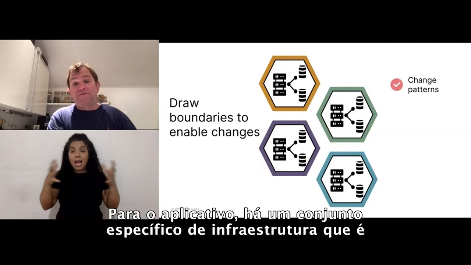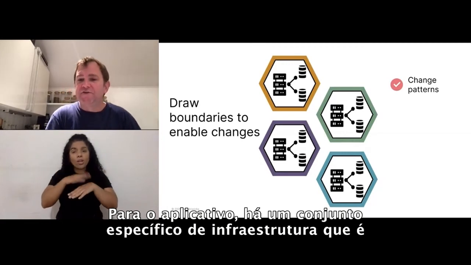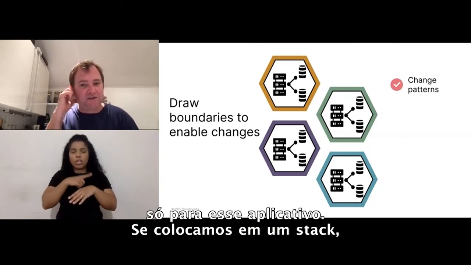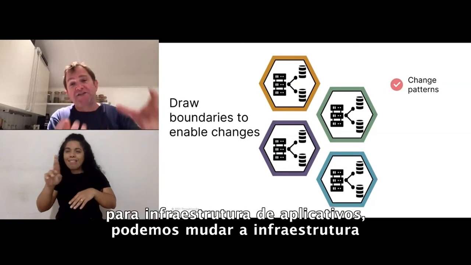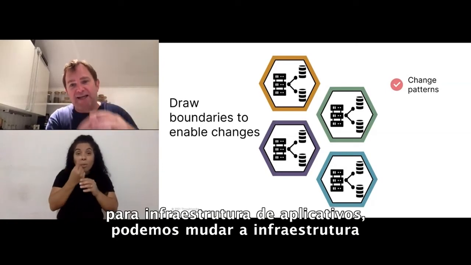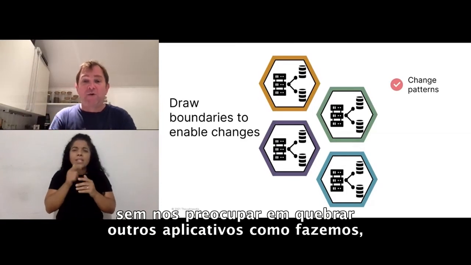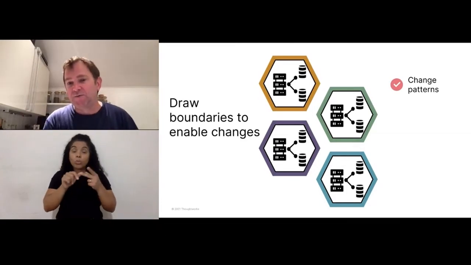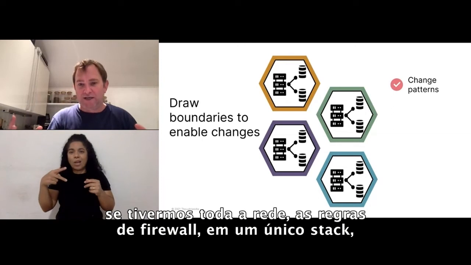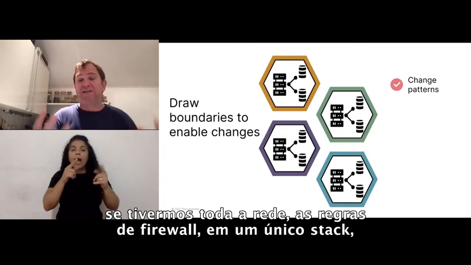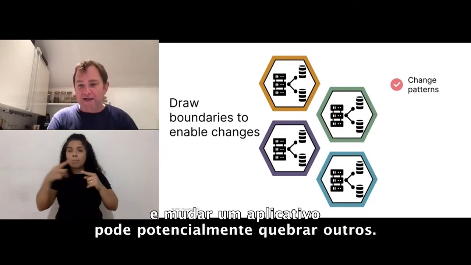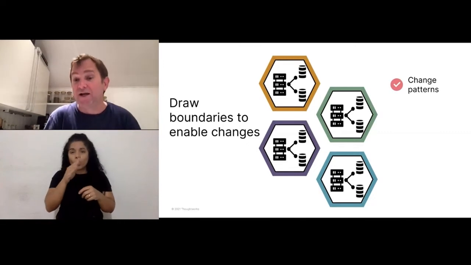But for an application, there's some specific set of infrastructure which is just for that application. So if we put those into a stack for an application's infrastructure, that means we can change the infrastructure for an application without having to worry about breaking other applications, the way we do if we have all of the networking, all of the, say, firewall rules in a single stack. We're making a change for one application can potentially break others.